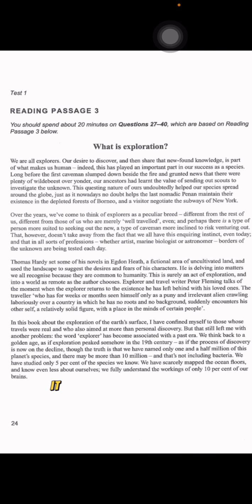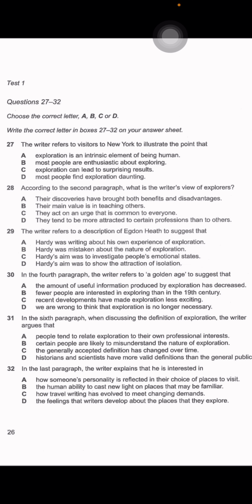No, it definitely says the 19th century. However, as if exploration peaked somehow in the 19th century, as if the process of discovery is now on the decline, though the truth is that we have named only 1.5 million of this planet's species. The writer says that there's more to explore. Recent developments have made exploration less exciting. It doesn't say anything about whether recent developments have made exploration more or less exciting.